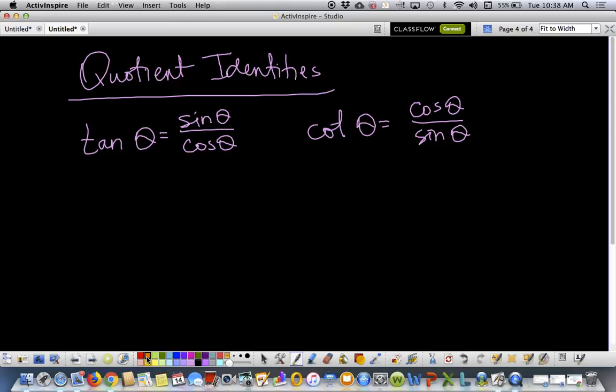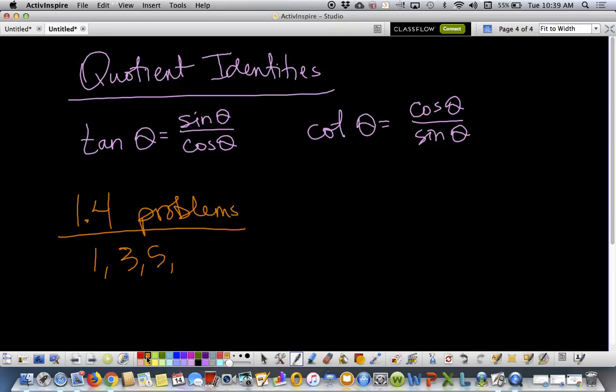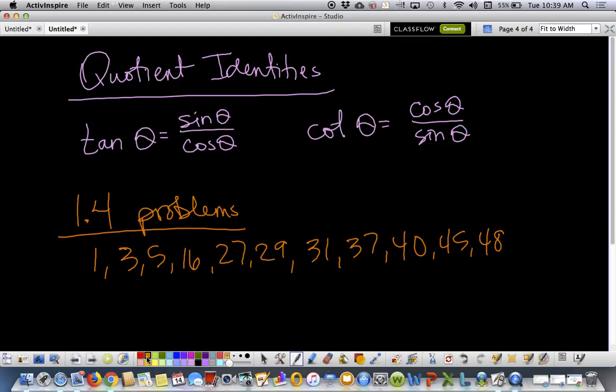We're going to do from 1.4. The 1.4 problems are 1, 3, 5. Really not that many. 16, 27, and 29. 31, 37, and 40. 45, 48. 61, 63, and I understand we might have to do some of these identities tomorrow. The last ones are use your identities. Try those. 69, 71, and then 93, and that's it. 17 problems. Not too bad.